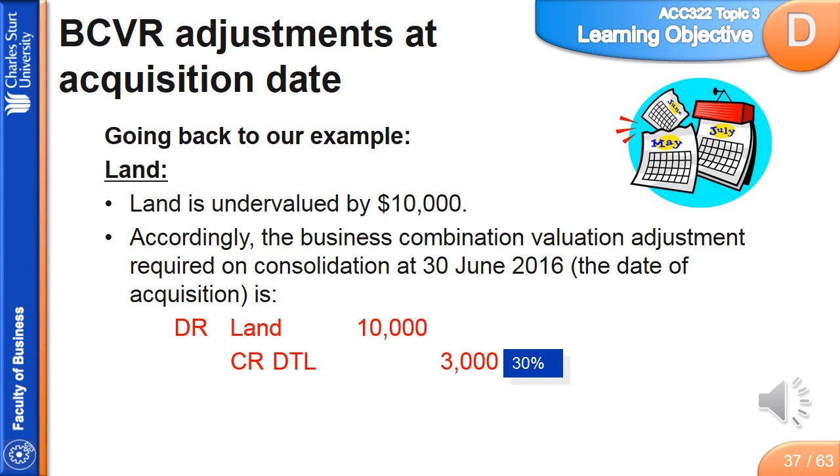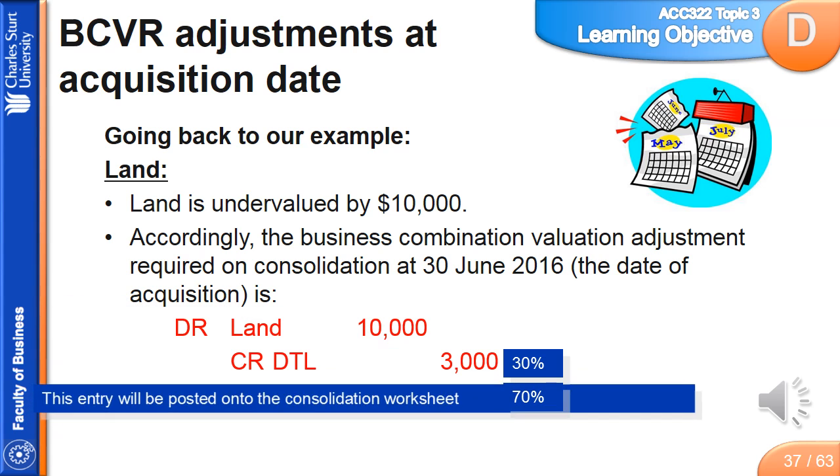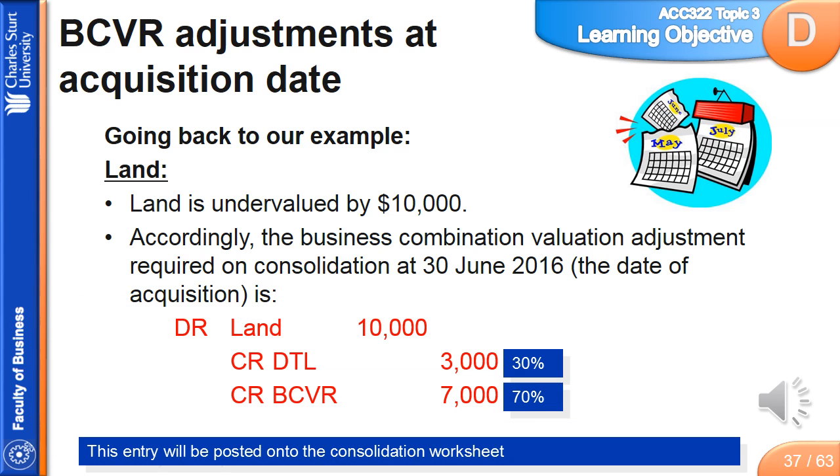So following what we learnt in topic 1 with deferred tax, we are recognizing that portion now within the consolidated accounts. And then there's this $7,000 credit to BCVR, the Business Combination Valuation Reserve, and this is a clearing account. For the moment we keep that balance there, and the BCVR will later be cleared, and we'll look at that in a minute. But for the moment, this is the entry you would perform to increase the value of land to its fair value within the consolidated accounts.